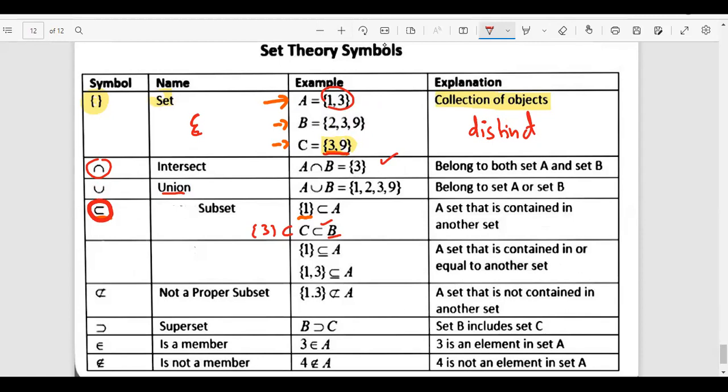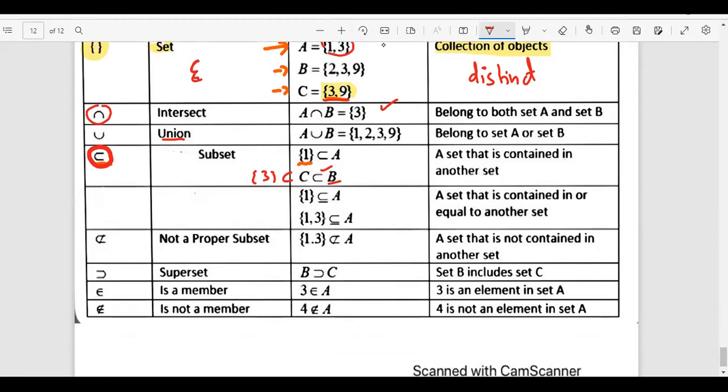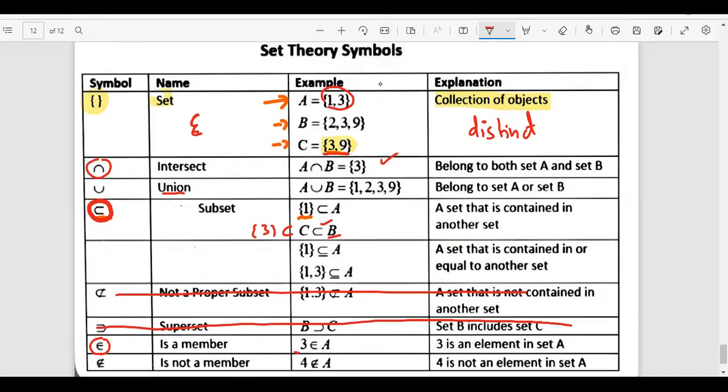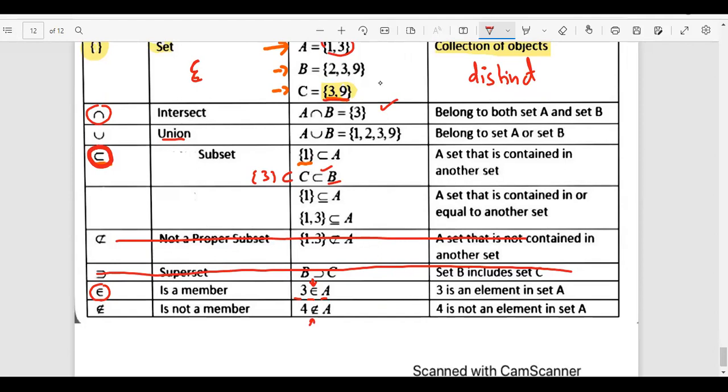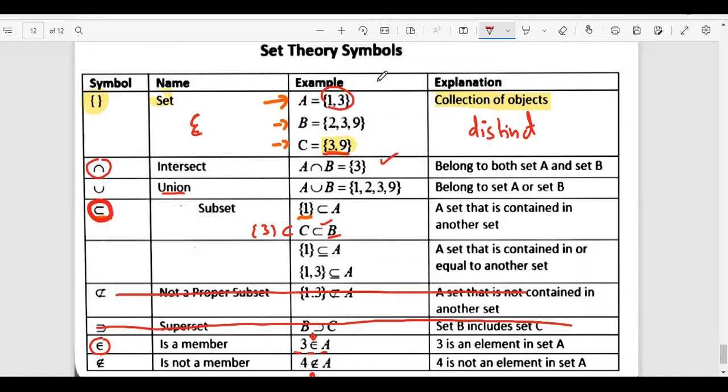Anyone else? And then the last thing is, this is not needed, and this we'll be talking about later once we talk about more topics. And this is what we discussed in the beginning. It means belongs to. So since 3 belongs to A, you can write it as 3 belongs to A. This side is basically the belongs to sign, and this sign is basically the does not belong to sign, right? So since 4 is not there in A, I can write it as 4 does not belong to A.